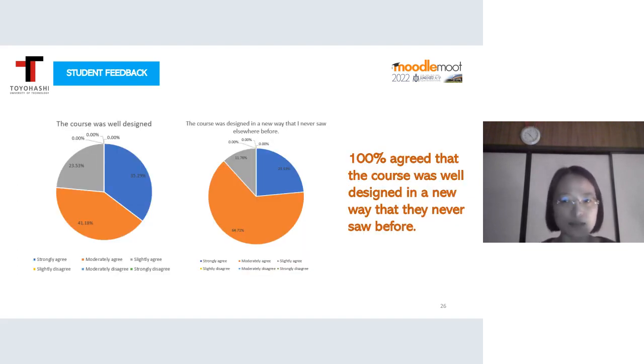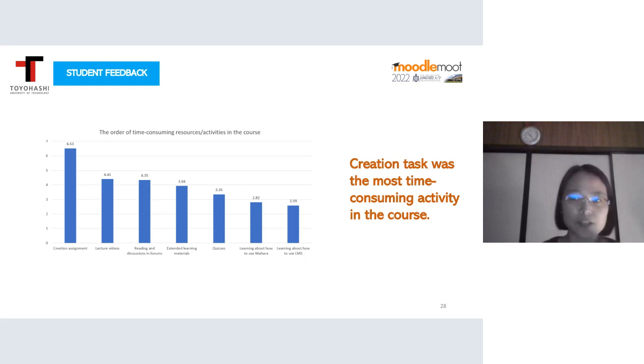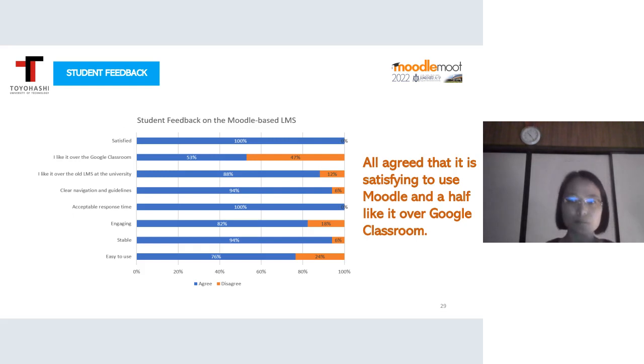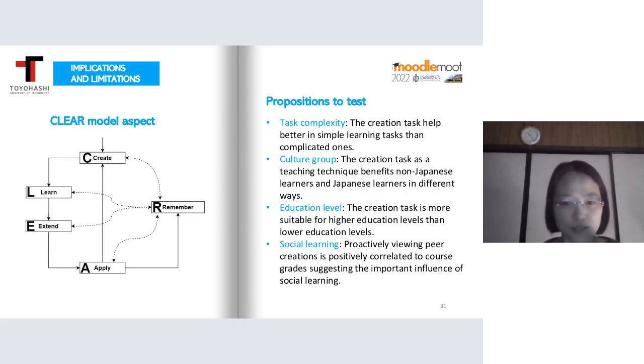And in the end, 100% agreed the course was well designed in a new way that they never saw before. And 94% were satisfied with the course and enjoyed the experience. And the creation task was the most time-consuming activity in the course, according to the students. All agreed that it is rather satisfying to use Moodle, but only half liked it over Google Classroom, which is currently being used in my university. As for the Mahara platform, all agreed that Mahara is a good add-on to Moodle, but found it rather not that easy to use.